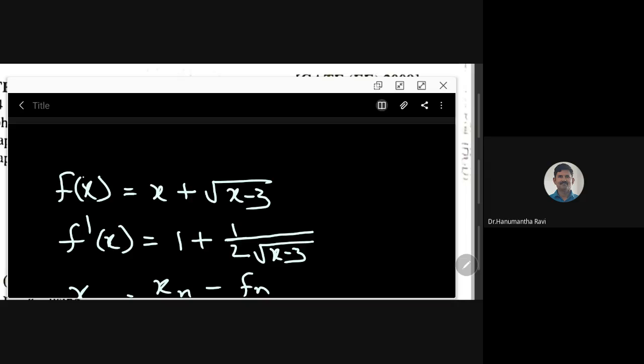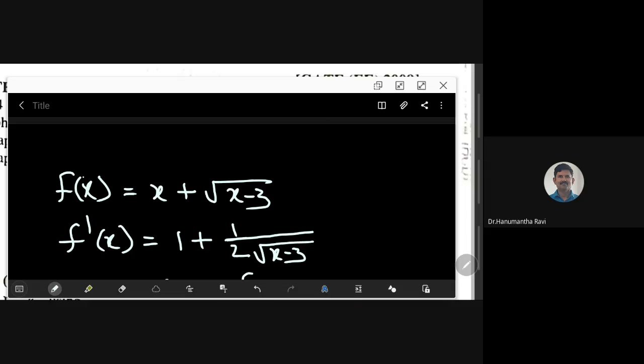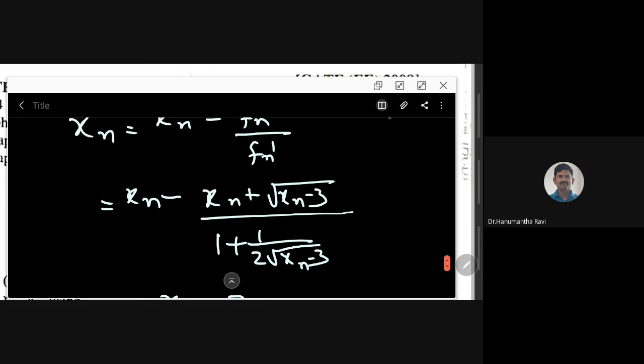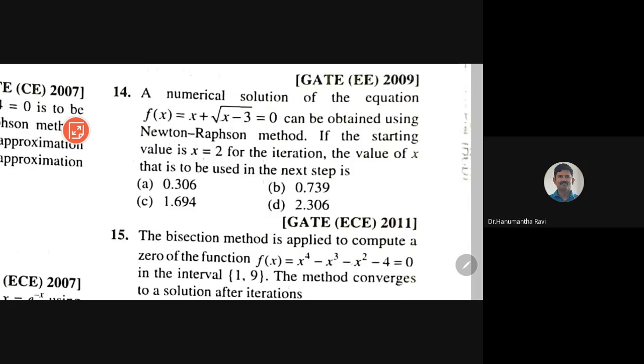He has given x as 2. You should take any initial approximation bigger than 2. Then only it works. Otherwise it won't work, because if you take an initial approximation as something less than 3, then the square root is not defined. So there is some error in the given problem. Okay, right.